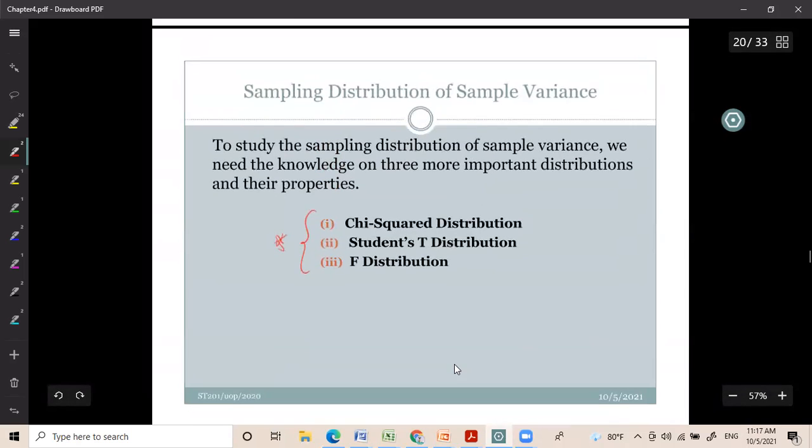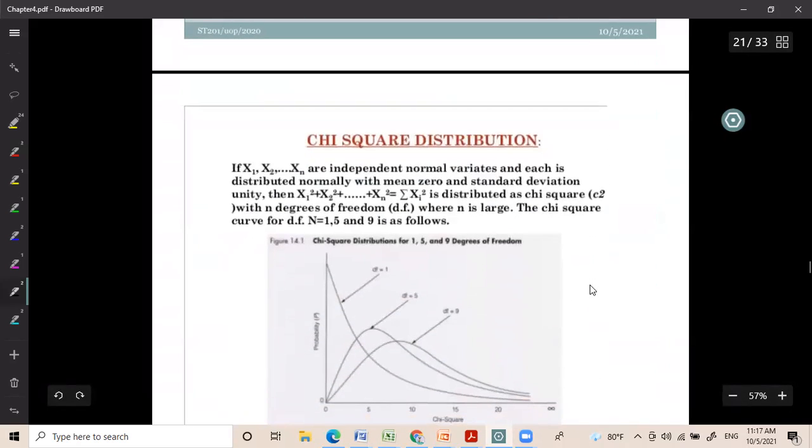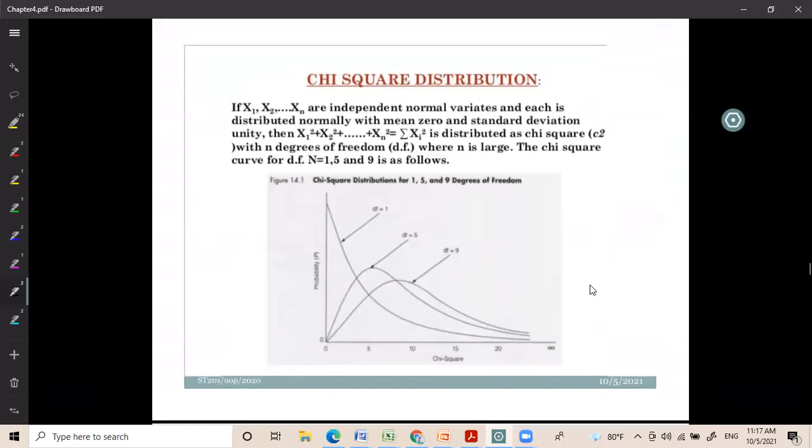Chi-square distribution. Okay, the notation is chi. This is the Greek letter chi. So we use the notation chi-square. Right. So let's look at the chi-square distribution first. Now you can see the picture. The chi-square distribution is not symmetric like the normal distribution. You are very familiar with the normal distribution, that nice symmetric bell. But the chi-square distribution is not symmetric. You can see that it is a positively skewed distribution.